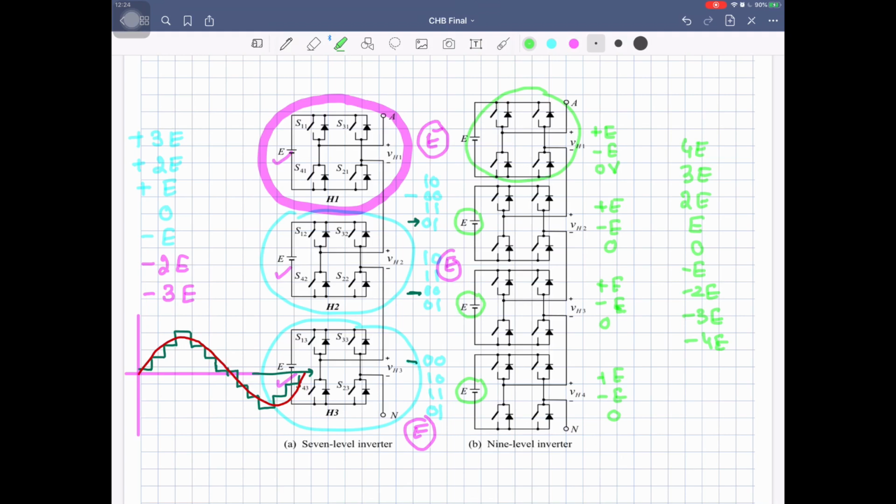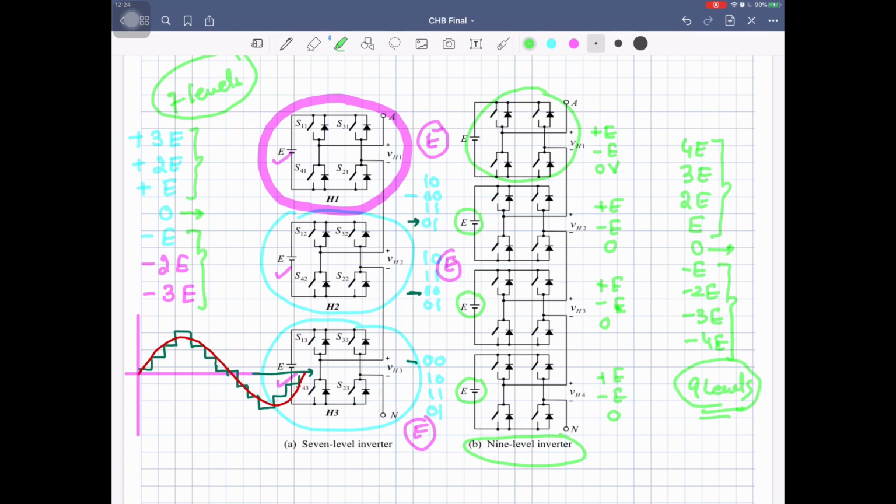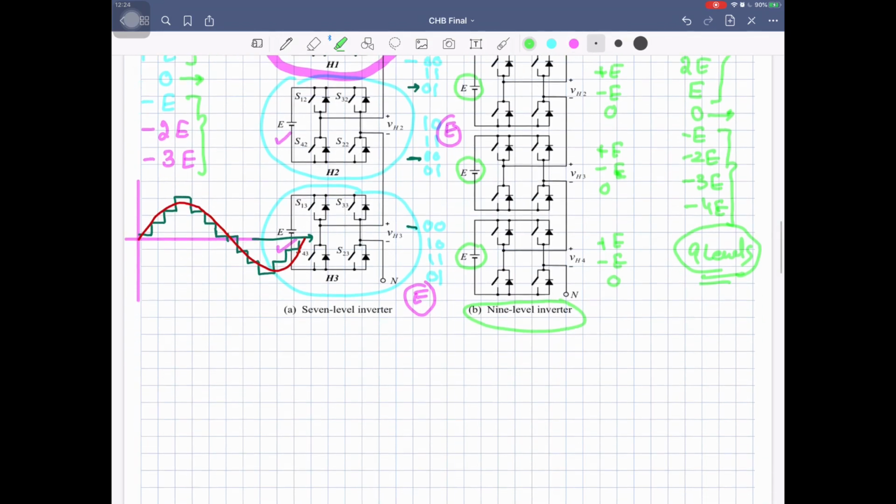And then we can arrange the switching sequence to get how many levels? 9 levels: 4 in the positive cycle, 4 in the negative cycle, and 1 is the 0 level. So a total of 9 levels will be available. So this is the 9 level inverter circuit, and in the previous case we can get 3 in the positive, 3 in the negative, 1 is the 0 level. So a total of 7 levels are possible with that configuration. Over here 9 levels are possible. So what is the concept? That you will have to increase the number of H bridges connected in series to increase the number of levels in the output voltage waveform.